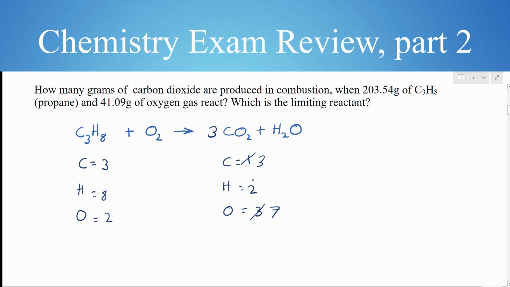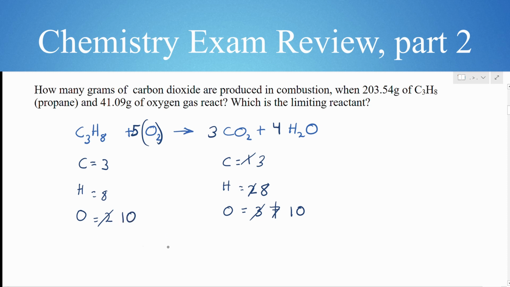Now let's try to balance our oxygens. For this, we can put a 4 right here. So 4 times 2 is 8. And we're going to have to recount our oxygens as well. So we have 4 oxygens here, and we have 6 oxygens here. So that's going to be 10 oxygens. Now we can just put a 5 right here. Okay, so that we have 5 times 2 is 10 oxygens.